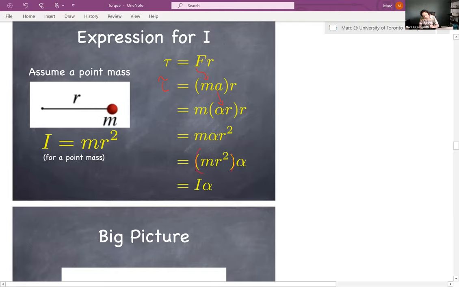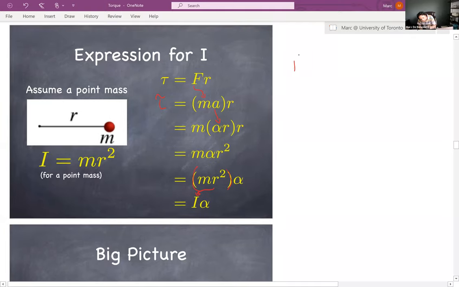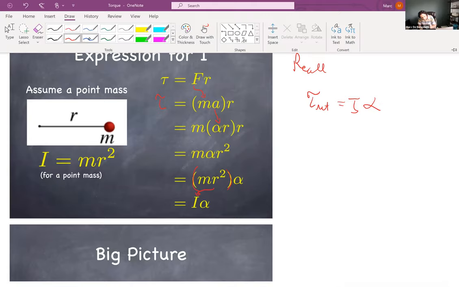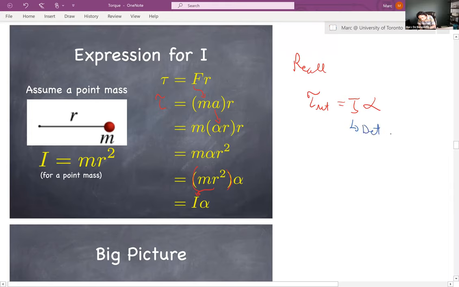Now, how do I know? I'm claiming here in my last step that MR squared is equal to the moment of inertia. How am I able to make this claim? I could be wrong. Who's making up these rules? Well, recall that torque net equals I alpha. And we didn't know what I was. Our goal was to determine a formula for I. So I know the symbol I needs to exist. I just don't know the structure or the formula for I.